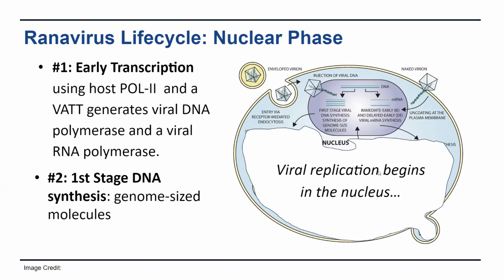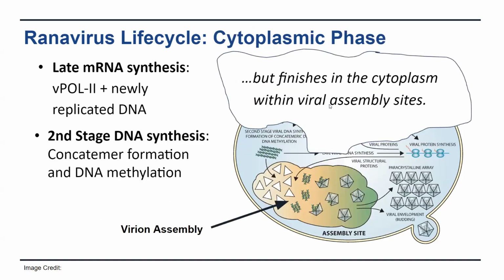So again, replication begins in the nucleus, early transcripts are made, and some of those early transcripts participate in the first round of DNA synthesis that generates unit-sized molecules. But replication finishes in the cytoplasm. What happens here is that the DNA that's made in the nucleus is transported to the cytoplasm, and in association with early proteins, it begins to form a viral assembly site.